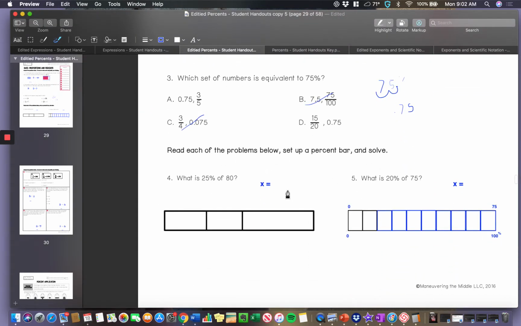So for number 4 and 5, we have to make percent bars. So it says for number 4 is the one that you're going to be doing, okay, on your paper.